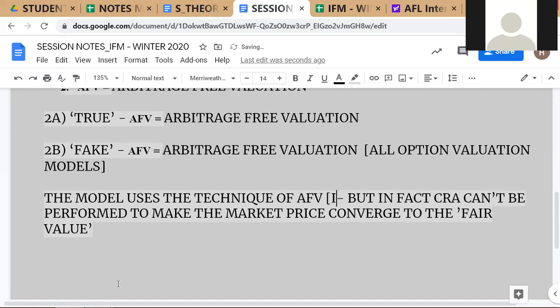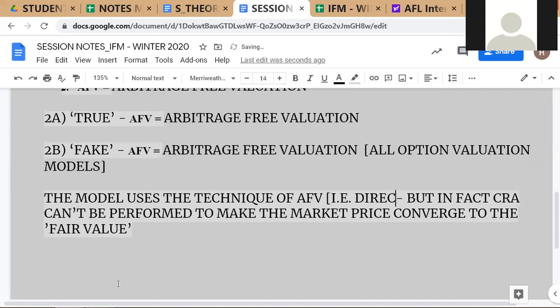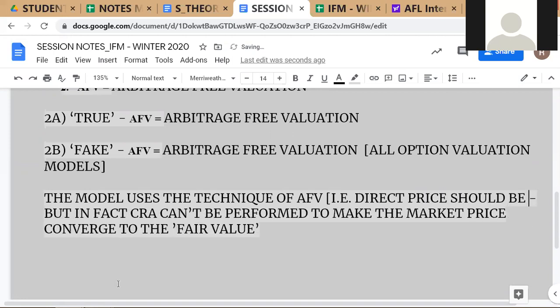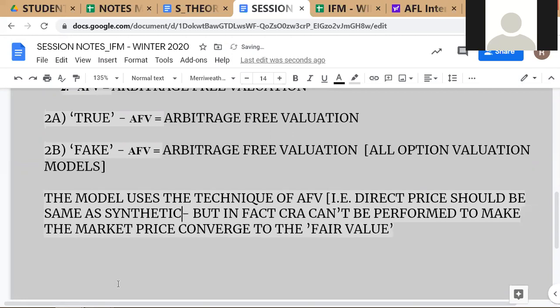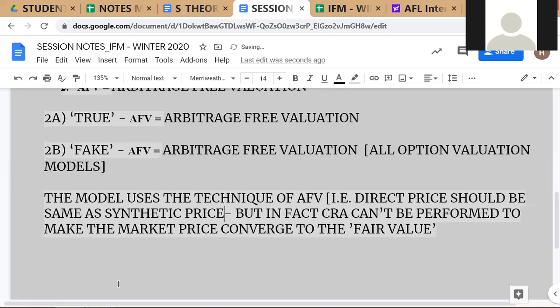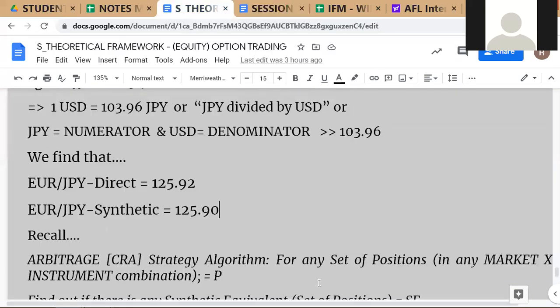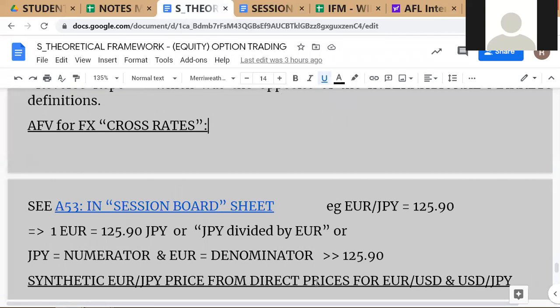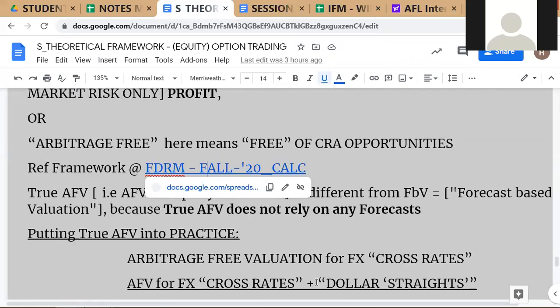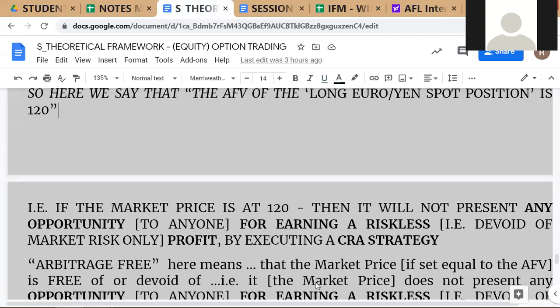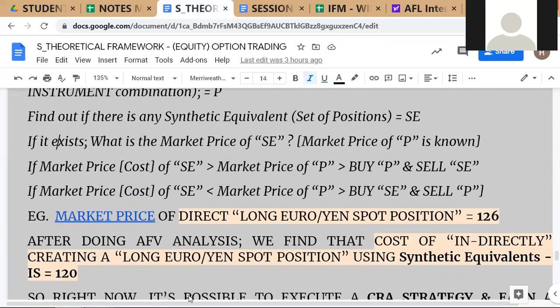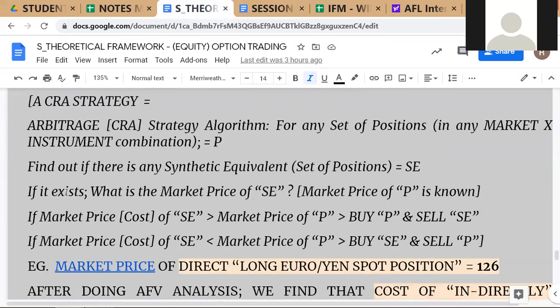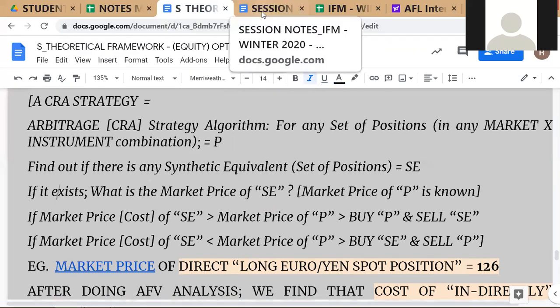What is the technique of AFB briefly? That is, direct price should be same as synthetic price. That is basically the model, okay? Remember, this is the logic that is given in your notes. If you go back here, somewhere I've given the logic, the algorithm of arbitrage free valuation. Yeah, so the CRA strategy algorithm: find out if there is a synthetic equivalent, what is the market price of the synthetic, and then basically the synthetic equivalent and the actual direct market price should be the same. And that's the basic principle of AFV.